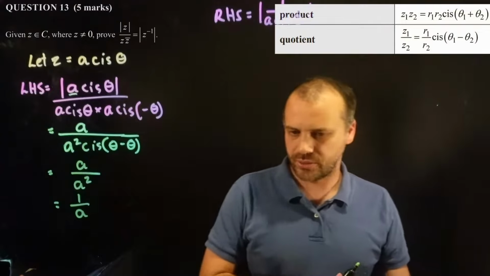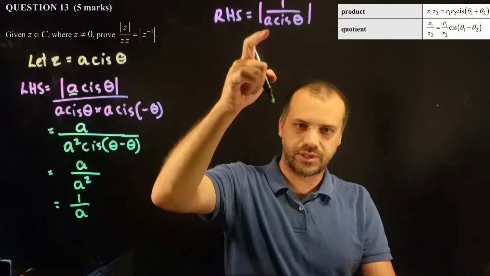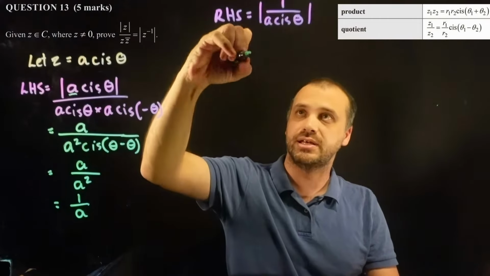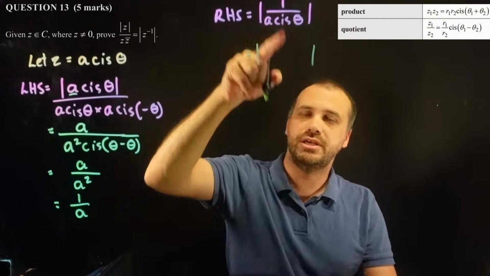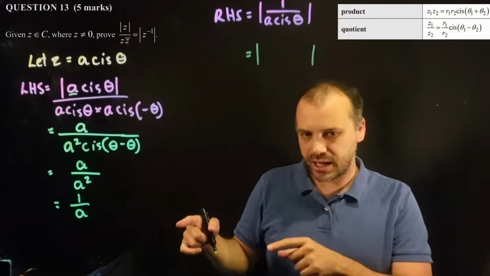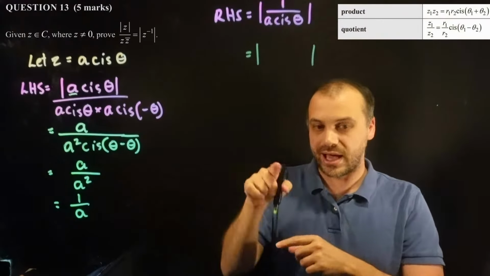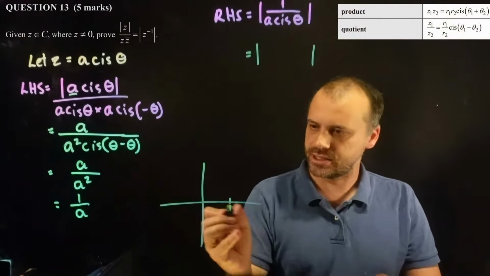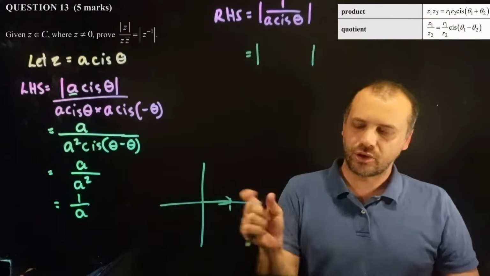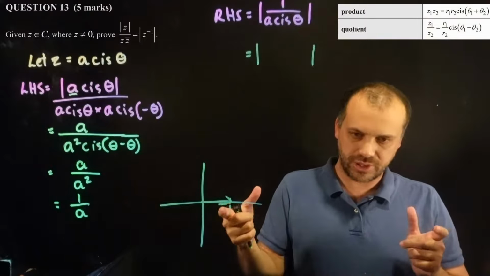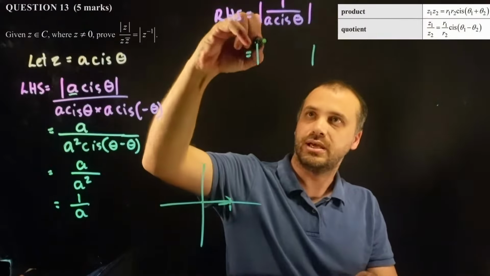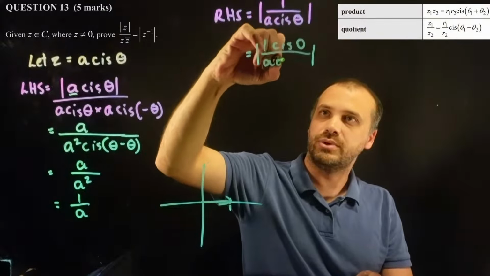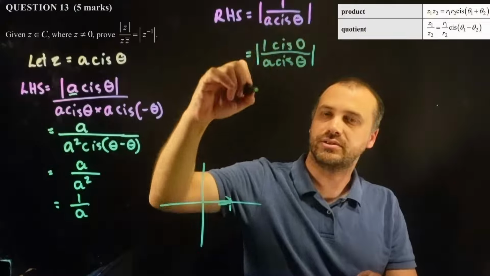Let's move some things out of the way. Okay, and how am I going to deal with this right-hand side, magnitude of 1 over a cis theta? Well, I'm going to use a little trick here, and I'm going to represent the number 1 as a complex number. All right, so let's think about a Cartesian plane. Here's the number 1. A complex number that's purely real, we can represent that as 1 cis 0. And then here we have a cis theta.